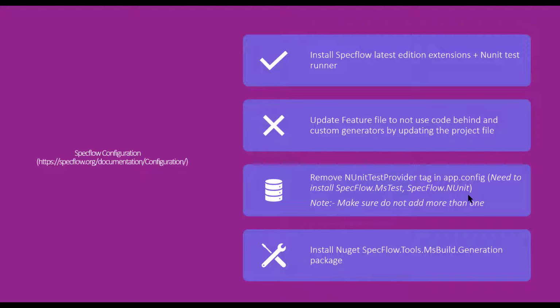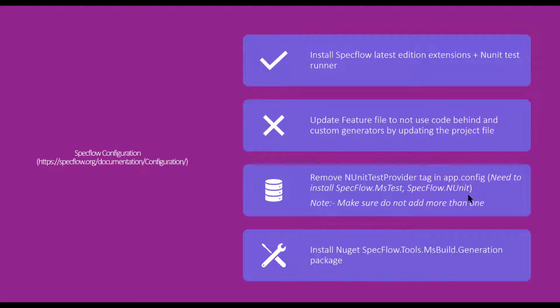And finally, you need to install the NuGet package, which is nothing but the specflow.tools.msbuild.generation package. This is another package that is required for your code to be executed, because without this package, it is going to throw an error as well. Again, it's like a custom generator for your code to be generated behind the scenes for the feature file.